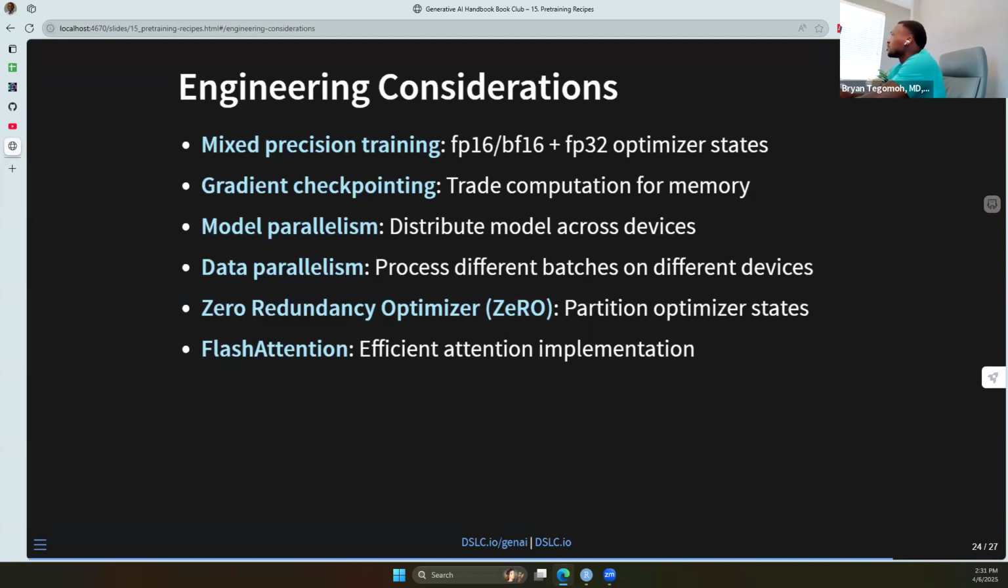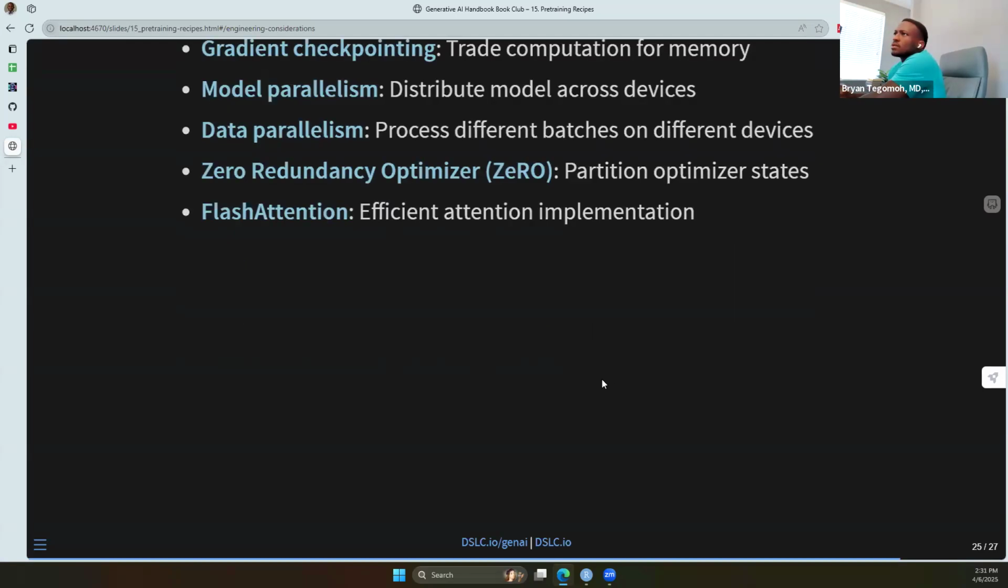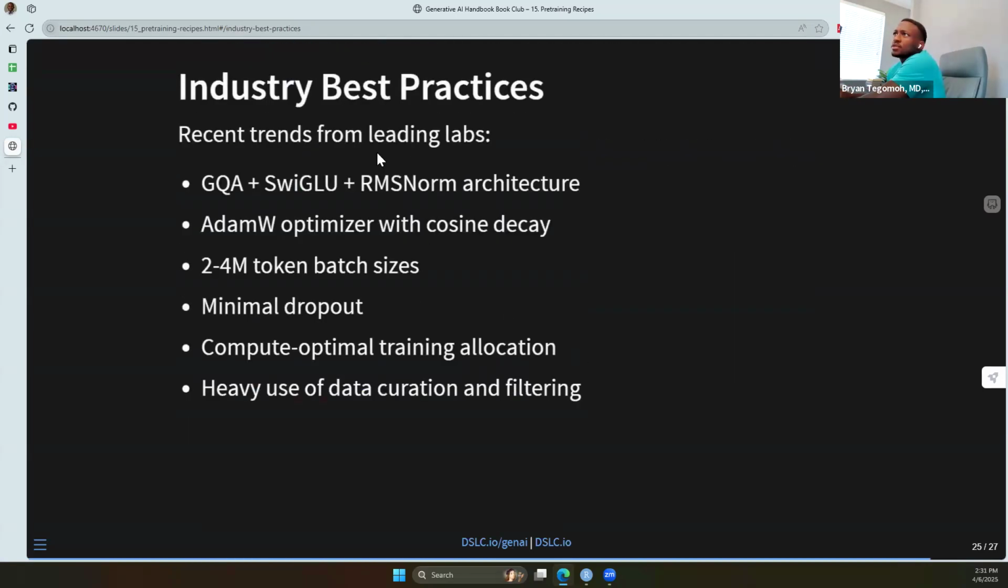and accelerate training. As for industry best practices from recent trends, most of the recent labs are using GQA, which is group query attention, SwiGLU, and the RMSNorm architecture, along with large batch sizes and minimal dropout, focusing heavily on careful data curation.